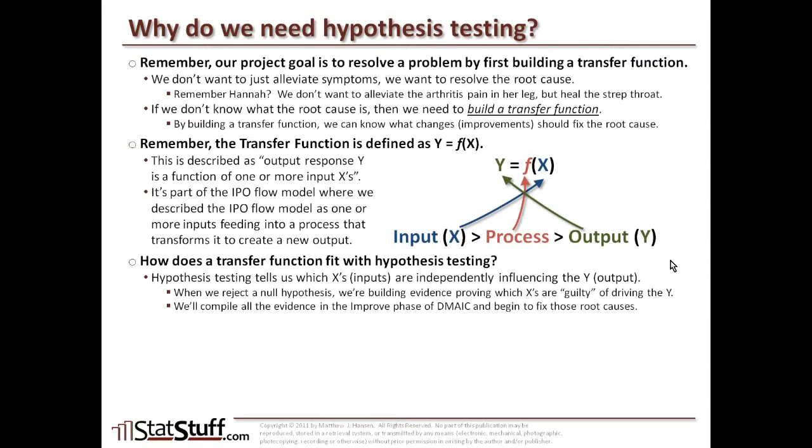And what we'll do at the end is compile all the evidence in the improve phase of DMAIC, and that's when we'll begin to fix those root causes or come up with a plan that's going to fix those root causes. Now we know from the hypothesis testing which of the x's are the most critical x's, that have the most influence and where we need to make the biggest changes that are going to affect our output y.